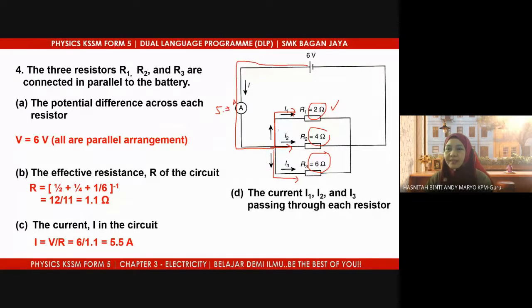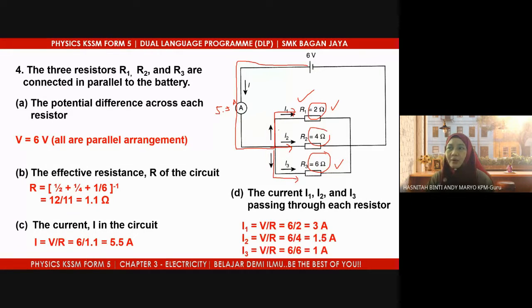If the resistance is lower, it means it is easy for the current to flow. Because of the lower resistor, more current will flow through R1 and less current will flow to R3, because the resistance is very high, 6, very difficult for the current to pass through. So you can imagine it like that. So the least current will flow to the third branch.